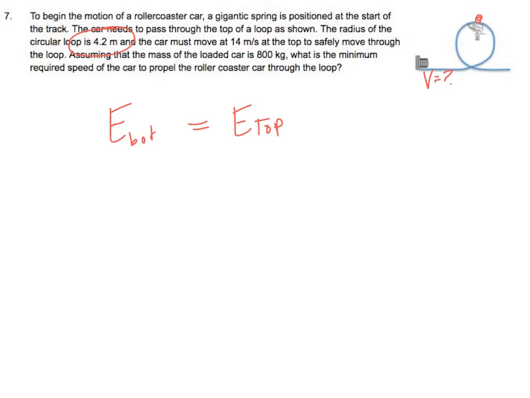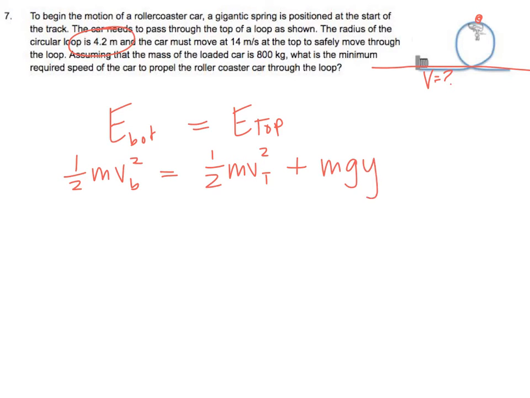And so that's the main idea of how we approach these questions: at the bottom the object would have kinetic energy only. We would consider that to be the lowest point of the object's motion, so potential energy would be 0. And then at the top it would also have kinetic energy, so I'm going to call that bottom and top. And then it would have potential energy, gravitational potential energy.